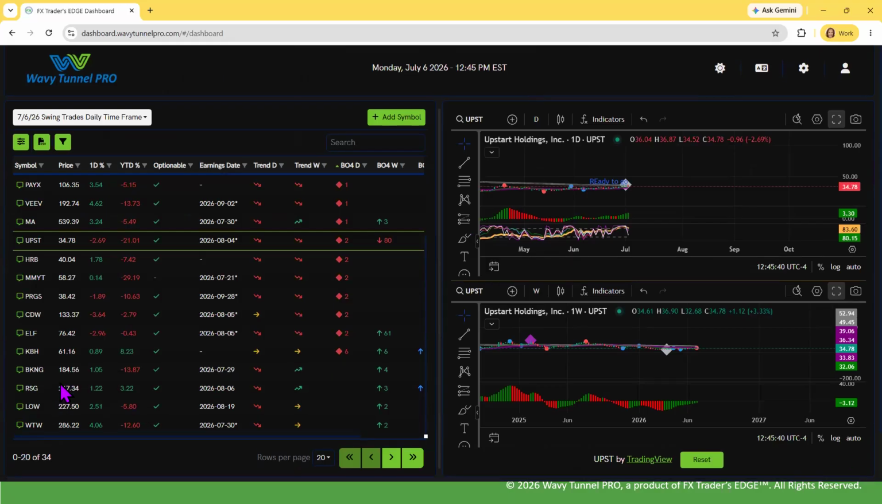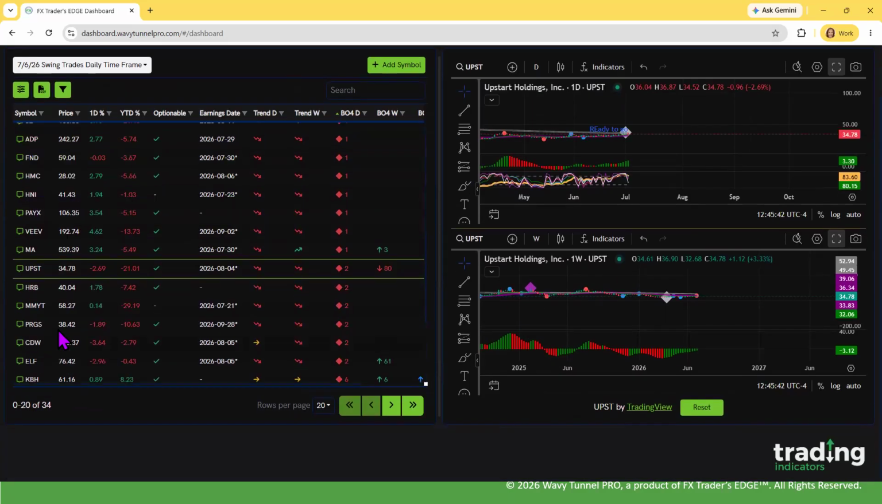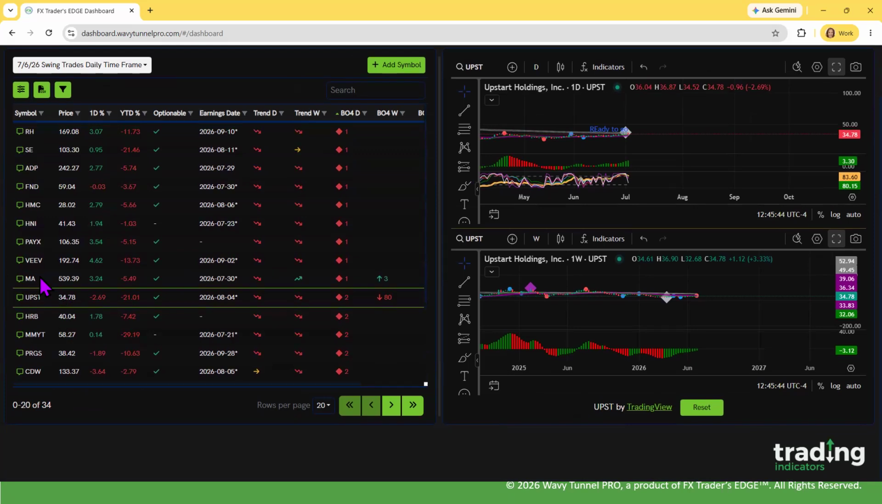All right. I'll show you MasterCard. We put this on the watch list. But look at this. It has a breakout for daily short and a breakout for weekly long. Let's look at this again.